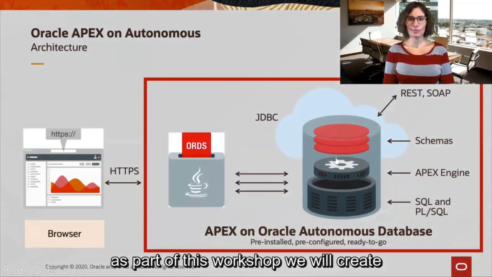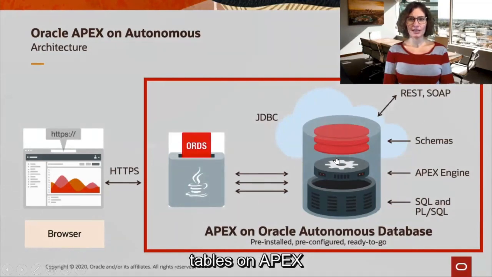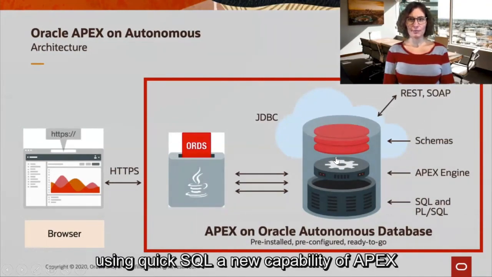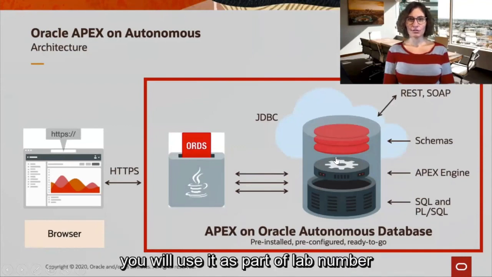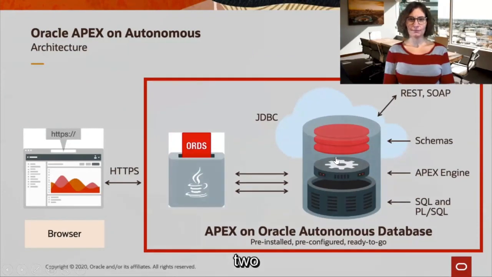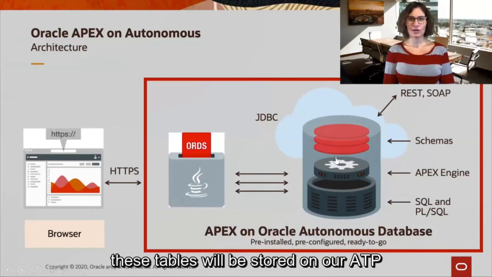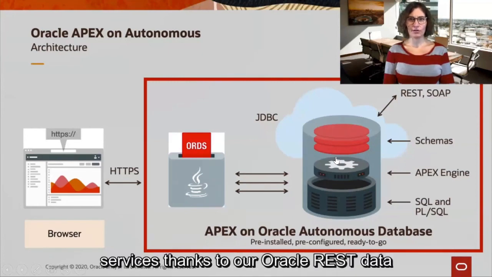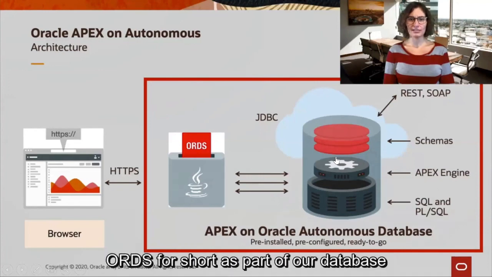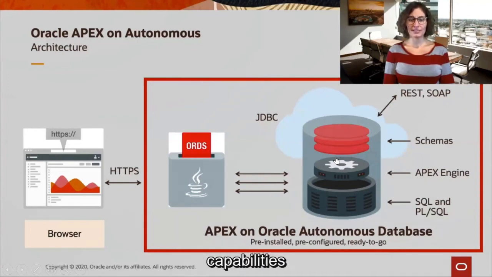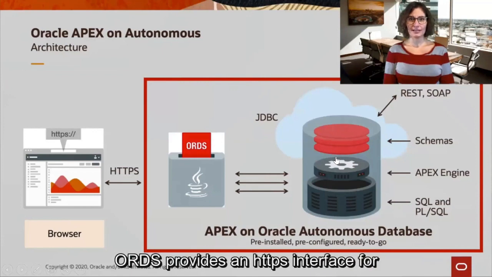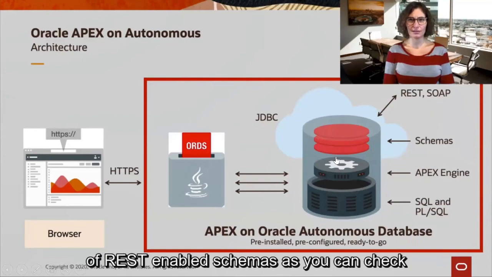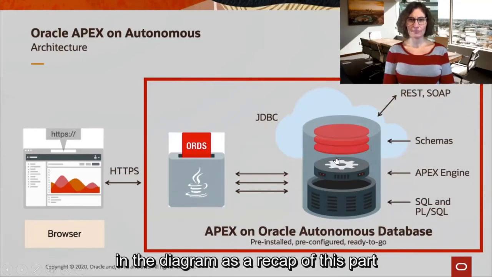As part of this workshop, we will create tables on Apex using QuickSQL, a new capability of Apex. You will use it as part of lab number 2. These tables will be stored on our ATP database. They will be used by Apex and can be consumed as REST services, thanks to our Oracle REST Data Services, ORDS for short, as part of our database capabilities. ORDS provides an HTTPS interface for working with the content of REST-enabled schemas, as you can check in the diagram.